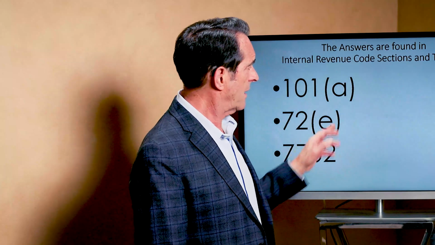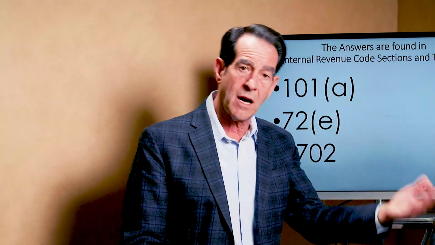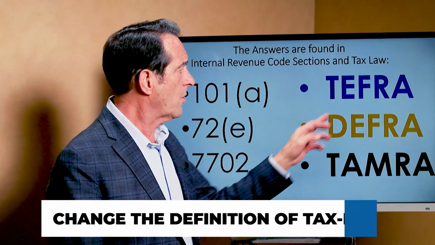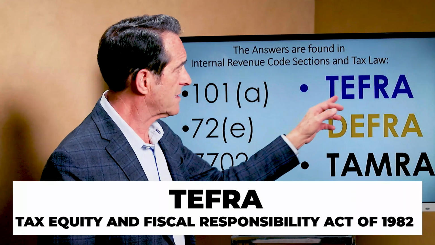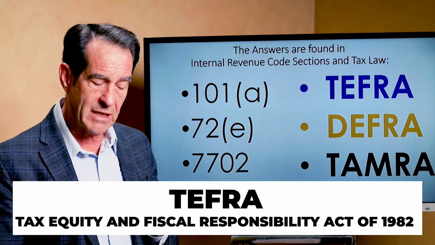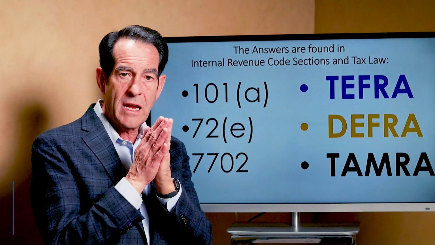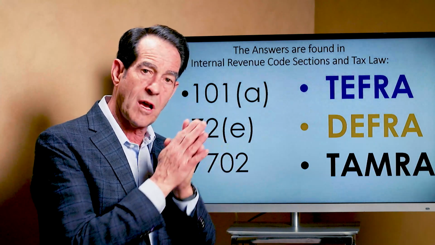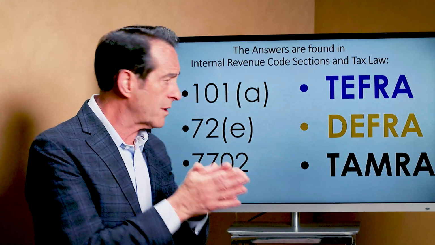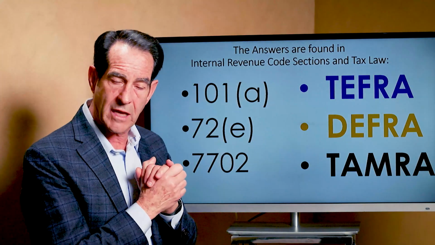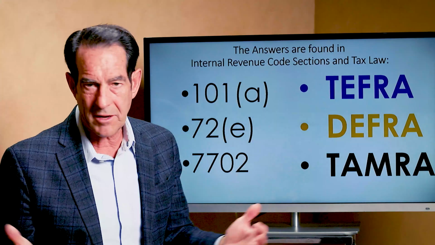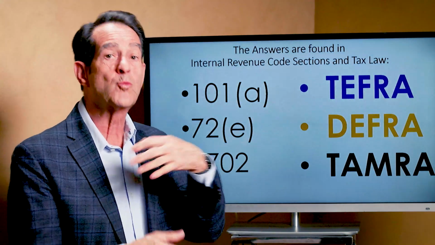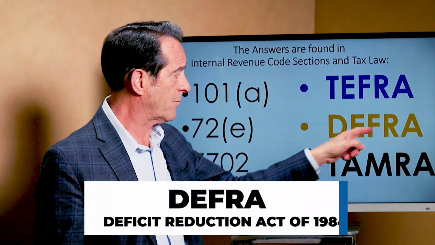So E.F. Hutton did that, and then the IRS went to Congress and said, we've got to change the definition of tax-free. So in 1982, under the Tax Equity and Fiscal Responsibility Act of 1982, they tried to dictate the minimum amount of insurance that had to be put on the insured in order for it to stay tax-free under these three sections of the code. They didn't even understand what they were doing, and does that surprise you? And so 2 years later, they had to redefine it under the Deficit Reduction Act.